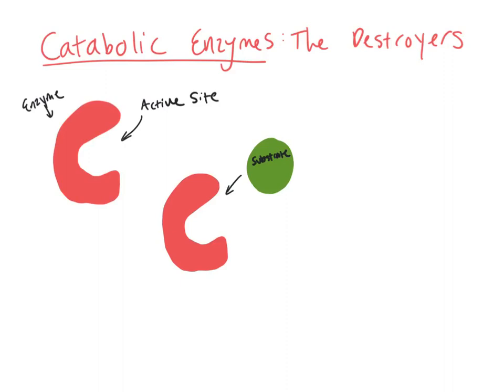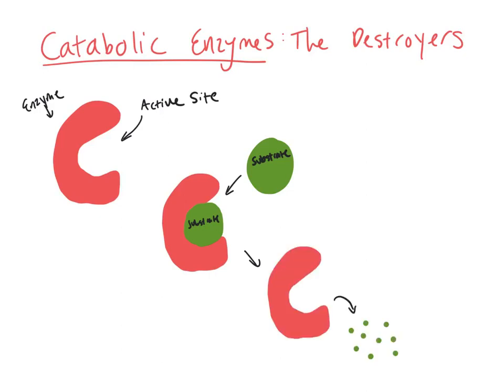It's going to go into the enzyme and it's going to come out the product. So the enzyme is actually going to take that substrate and rip it apart, because this is a catabolic enzyme, or it breaks things down. So you can see the substrate fits perfectly right into that active site. And now the enzyme has taken that substrate and ripped it apart.